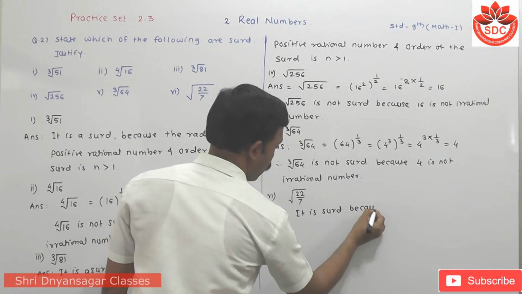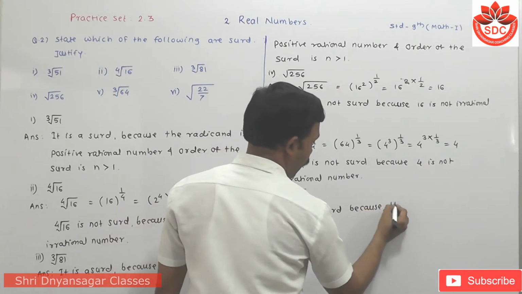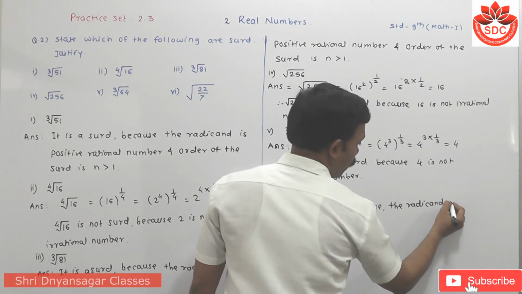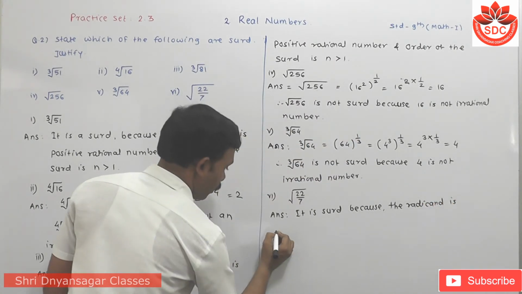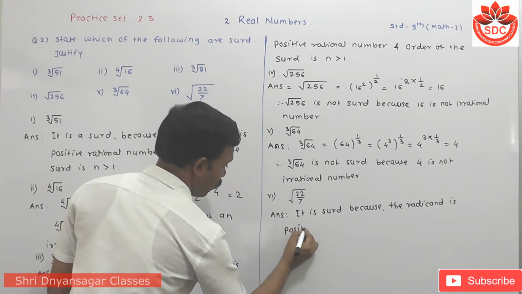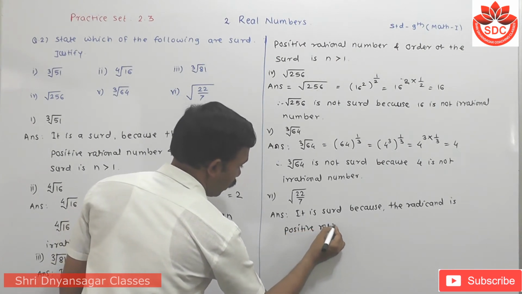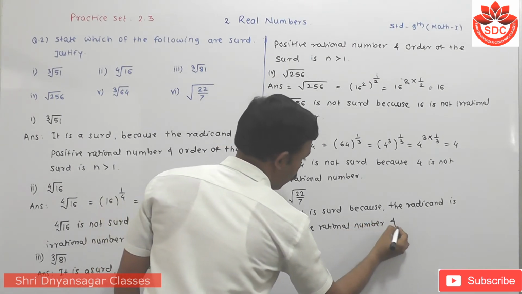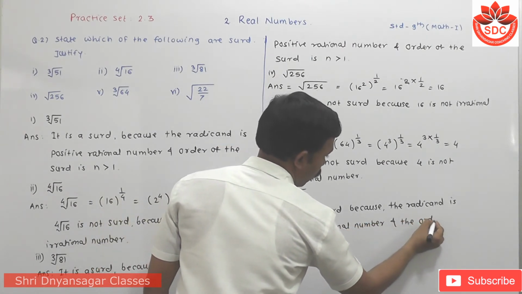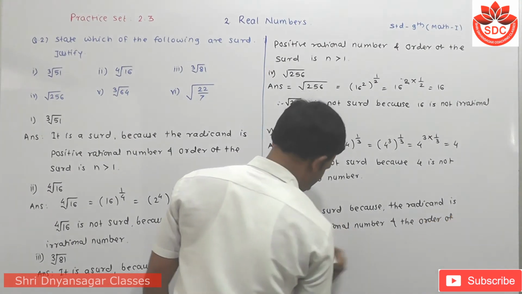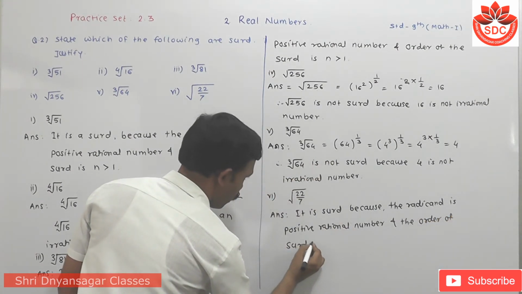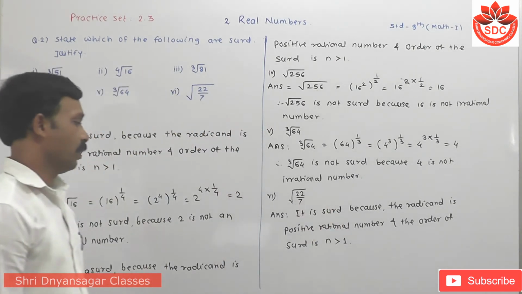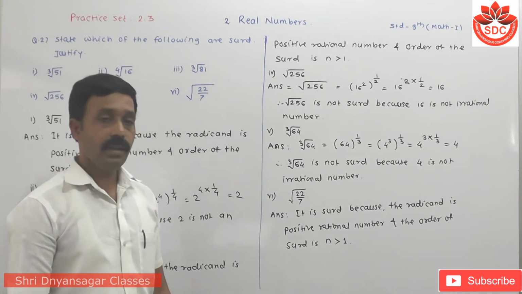Because the radicand is a positive rational number, and the order of the surd is n, which is greater than 1. Okay, can you understand this? We take the next question.